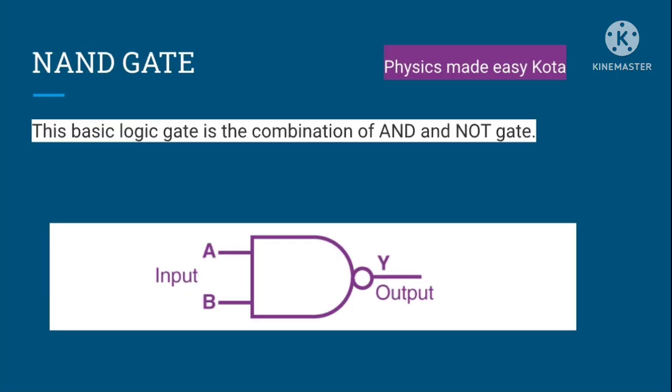The next one is the NAND gate. In this logic gate, the output of the AND gate is given to the input of the NOT gate, and the NAND gate is basically the combination of the AND and NOT gates.